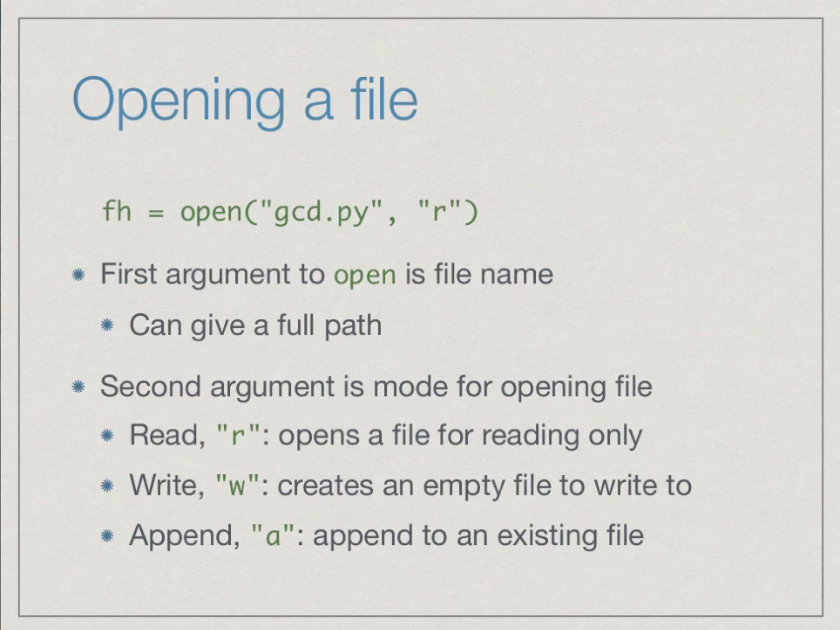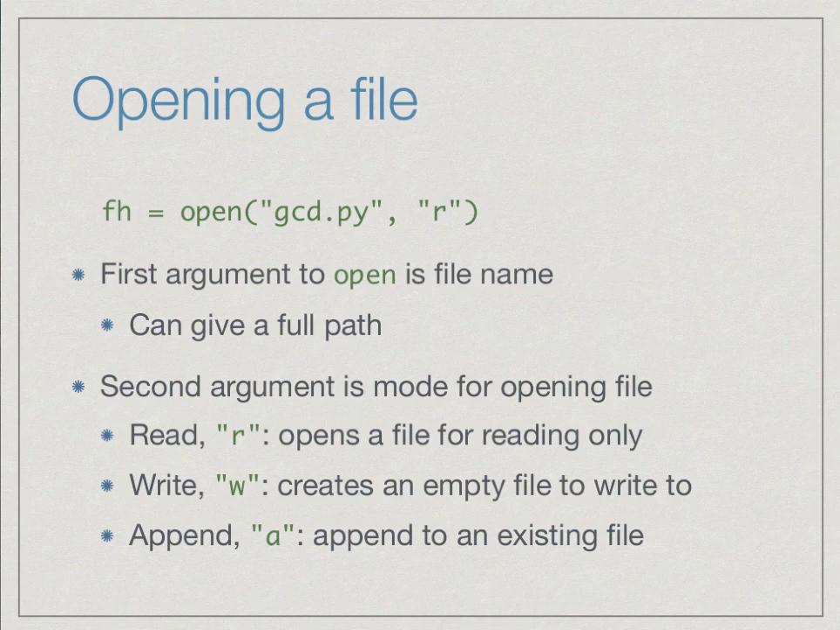We might be wanting to create a new file from scratch. In this case, we use the letter W. So W stands for write out to a new file. We have to be a bit careful with this, because if we write out to a file which already exists, then opening it with mode W will just overwrite the contents that we already had.